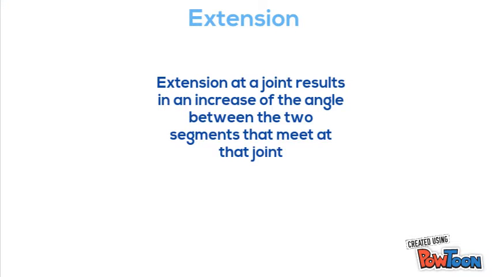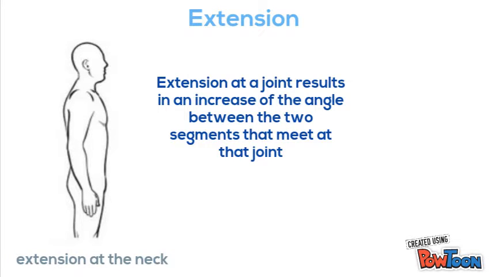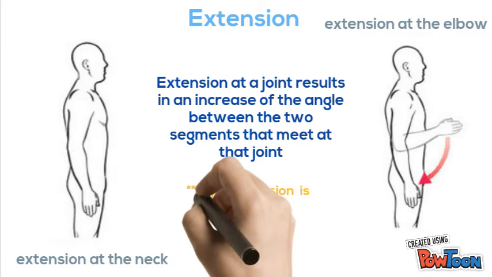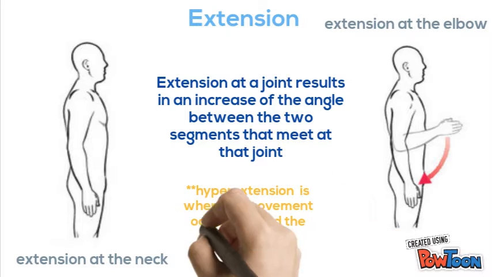Extension. Extension is the result in an increase of the angle between the two segments that meet at a joint. For example, extension of the neck, or extension at the elbow. Hyperextension is when the movement occurs beyond the extended position.